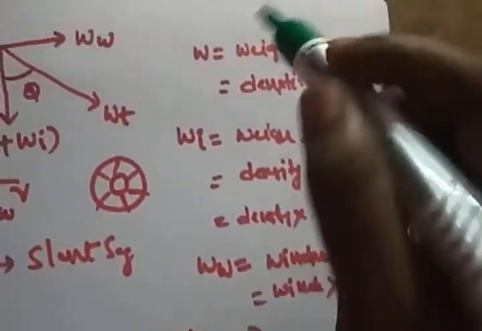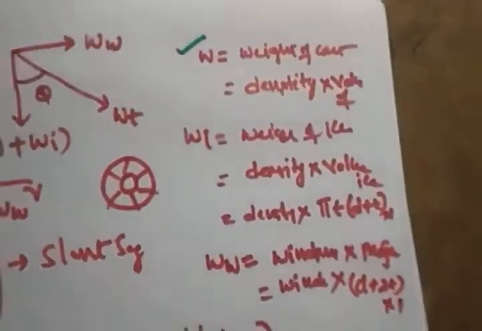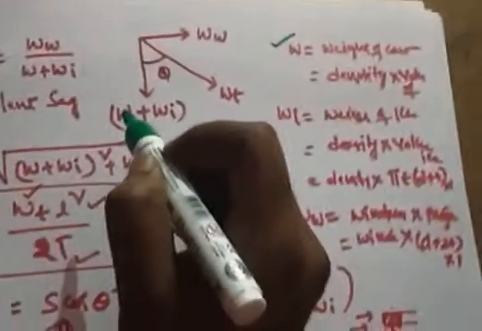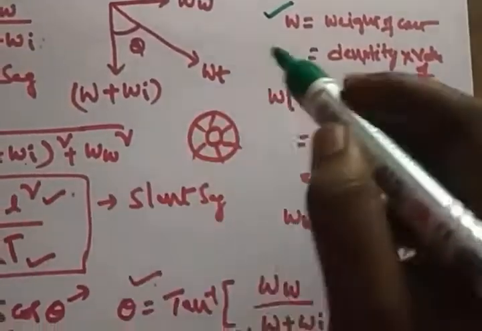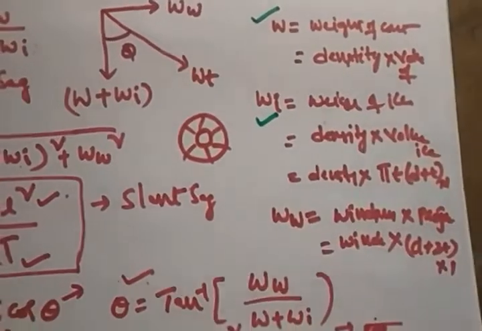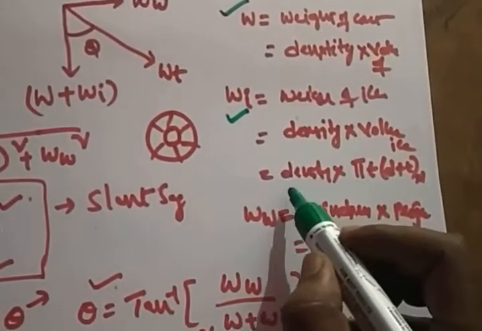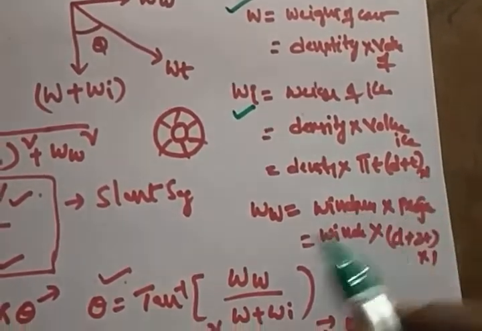Right? So what is the formula? You have to find out W, the weight of the conductor. After that, you have to find out how much ice loading. So Wi, this is the formula: density into pi t into (d plus t).